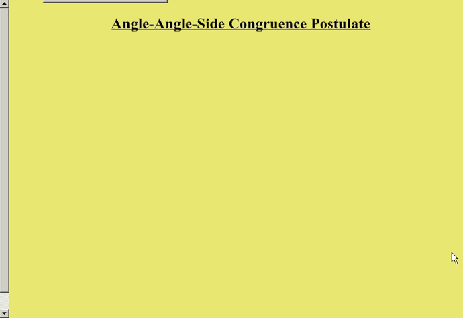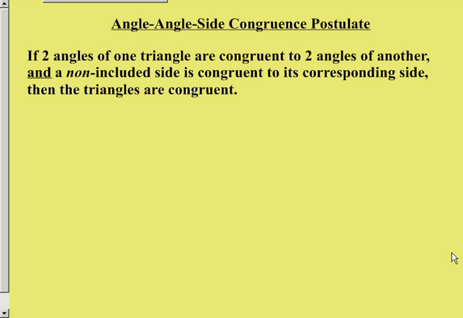Okay, final rule, angle, angle, side. Now, angle, angle, side, as you can tell, uses the same information that the previous rule did, two sets of angles and one set of sides, but the order is changed. On the previous one, we had a set of angles, then a set of sides, then a set of angles. So the set of sides was positioned between the two angles that were in question. In this case, we have a set of angles, and then a set of angles, and then a set of sides.